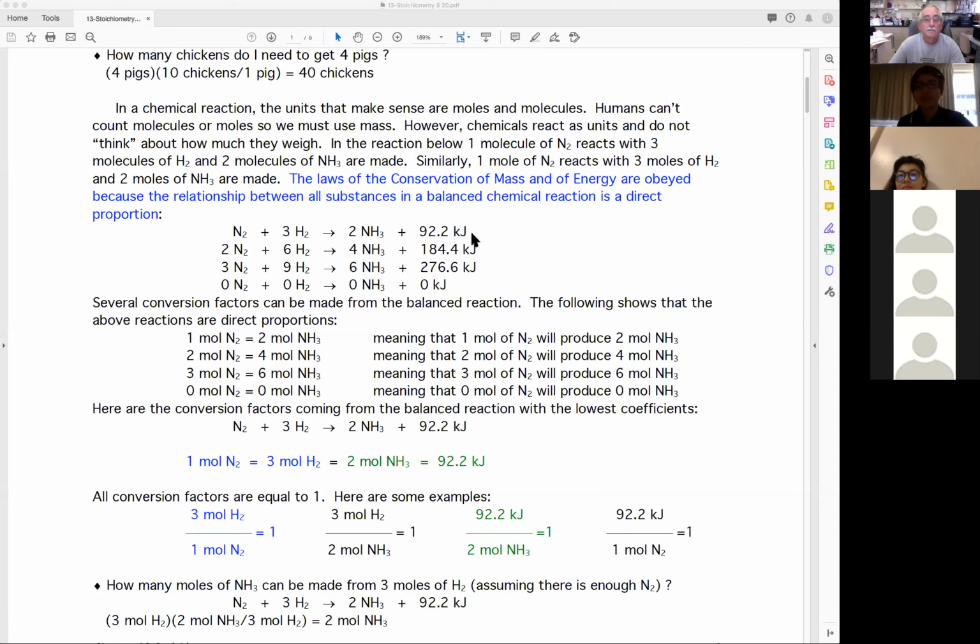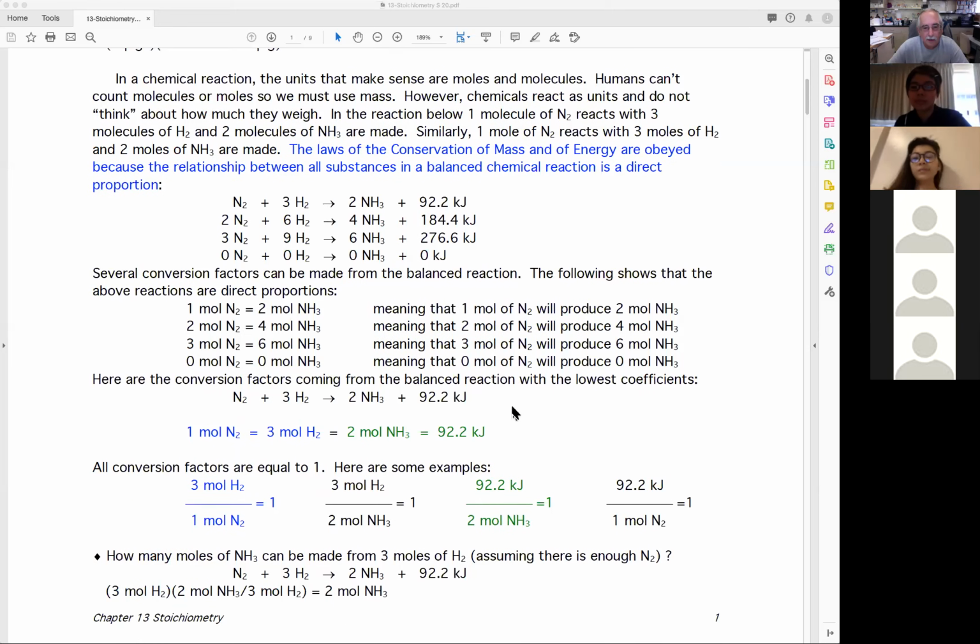Yeah. So anyway, everything in the balanced chemical reaction is directly proportional. So I can say 1 mole of nitrogen is going to give me 2 moles of ammonia. Now that of course assumes that there's enough hydrogen, right? 2 moles of nitrogen would therefore give me 4 moles of ammonia. And then 0 moles of nitrogen would give me 0 moles of anything.